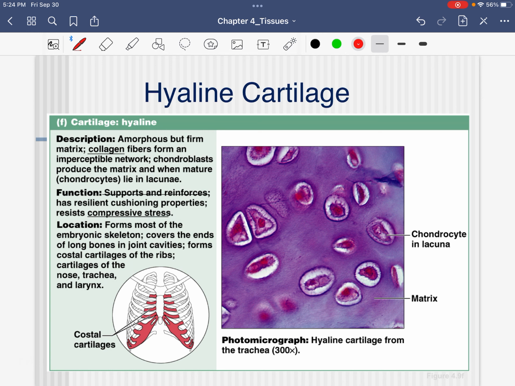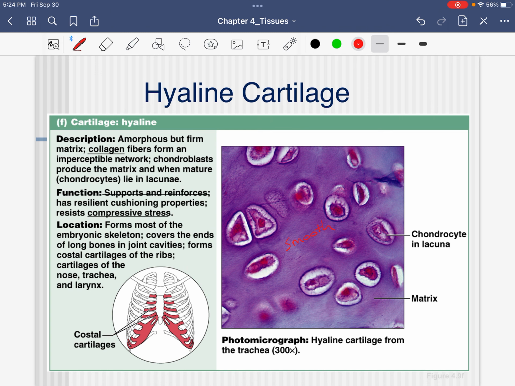Okay, so if we can identify that it's a cartilage because the cells look like eyeballs, they're two-toned, then how do we tell the three types of cartilage apart? So let's start with hyaline cartilage. Hyaline cartilage has the eyeball cells and a smooth background. Hyaline cartilage has eyeball cells with a smooth background.